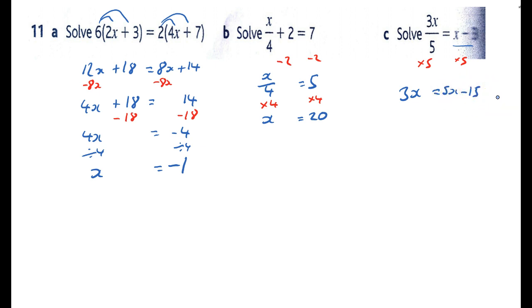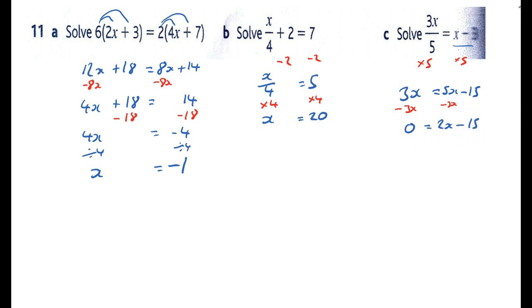Okay, which one's got most x's in? Well, it's the right hand side, so I'm actually going to take away these 3x's here and take away 3x from that side. Now that will leave me with nothing on the left hand side equals 2x minus 15.